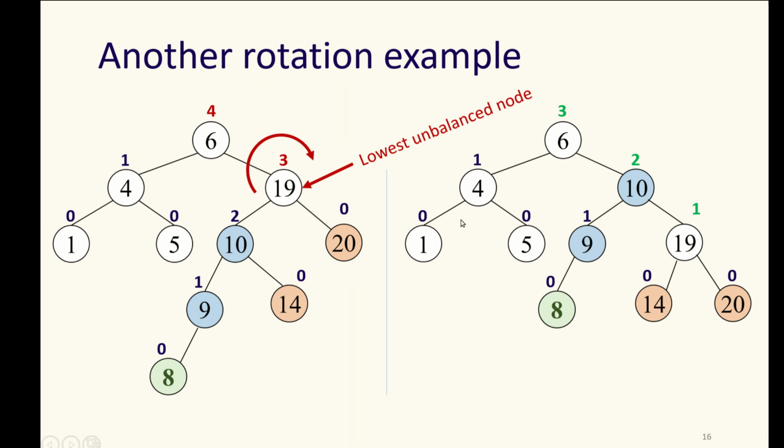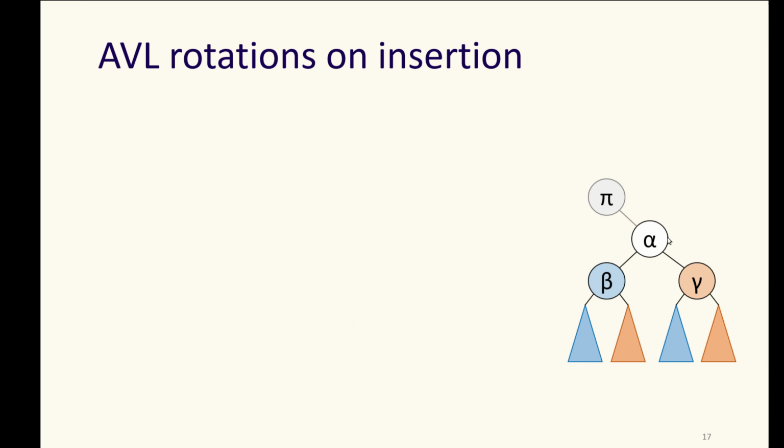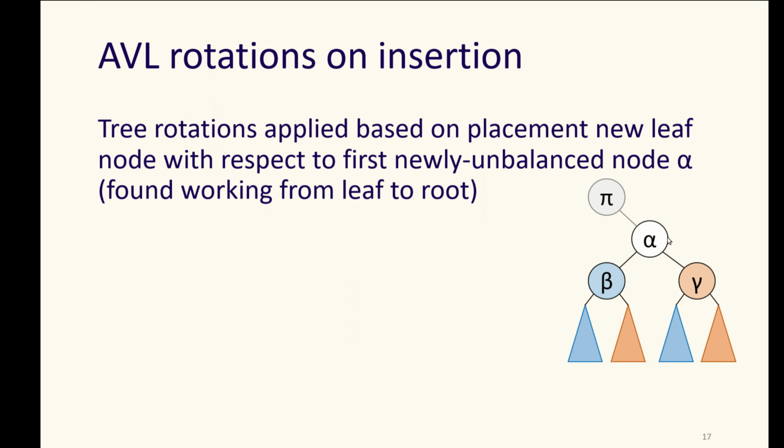So all of the things are still roughly there where they were. The 14 got relocated a bit, and that's about the only major change in the structure, and we're able to get nice balance factors now all throughout here. The tree rotations are applied based on the placement of a new leaf node with respect to the first now unbalanced node. We'll call it alpha, that's found working from that new leaf that you inserted up to the root. You can just check that one pathway from the new leaf up to the root, which will be log n number of steps there.